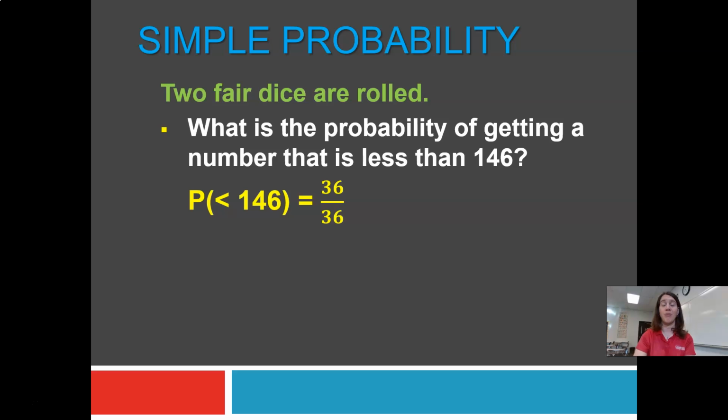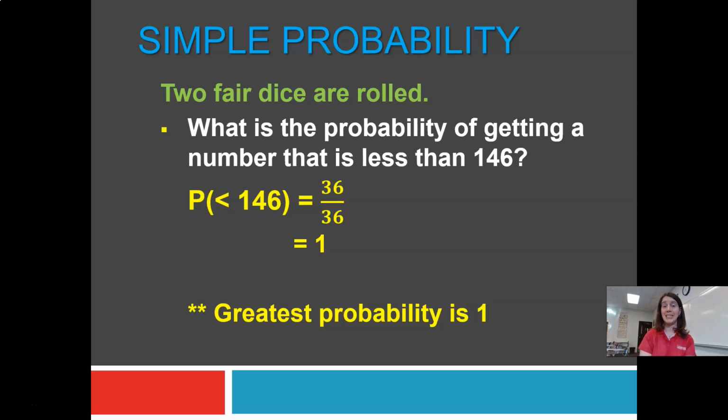So the probability of less than 146 would be 36 out of 36, because all 36 blocks have exactly what I need out of the total 36 that we have in the question, and that reduces to 1. Remember, 1 was the greatest probability that you could have, because it's definitely going to happen, a 100% chance that I'm going to get a number that is less than 146 for my sums. Okay, so just things dealing with simple probability, the number of ways that what you want can happen, the favorable over the total number of outcomes that you can have in our question.